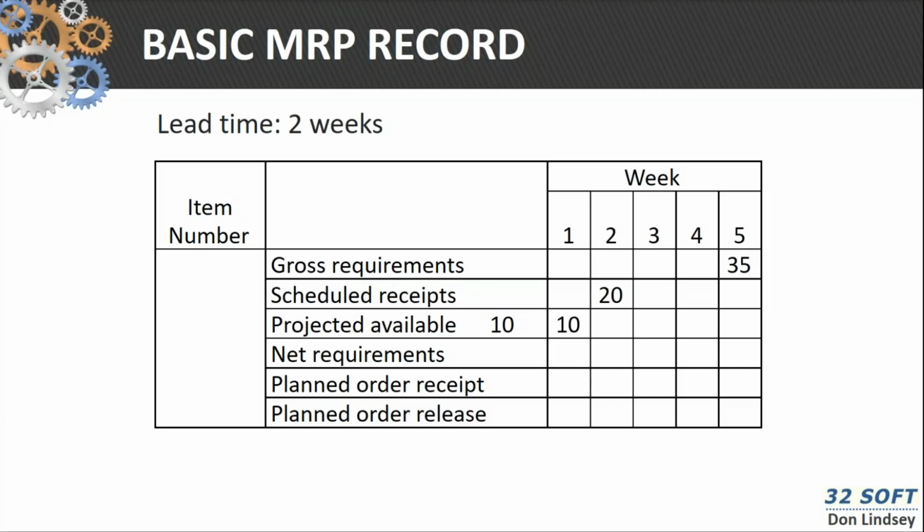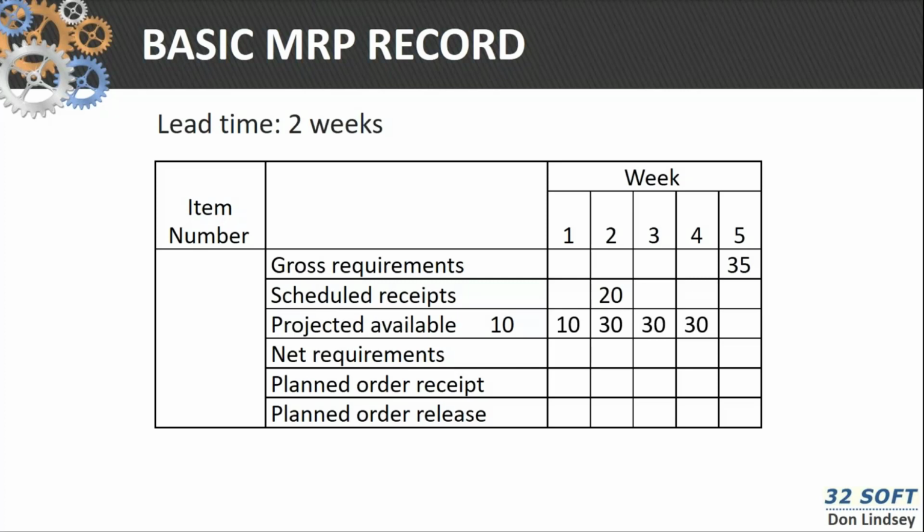So if we simply go through and do this netting process, you can see we've got 10 at the end of period 1. We've got 30 projected available at period 2 because we've got the 10 and the 20. That 30 follows into period 3. Period 4 has 30 because we have no requirements in period 4.